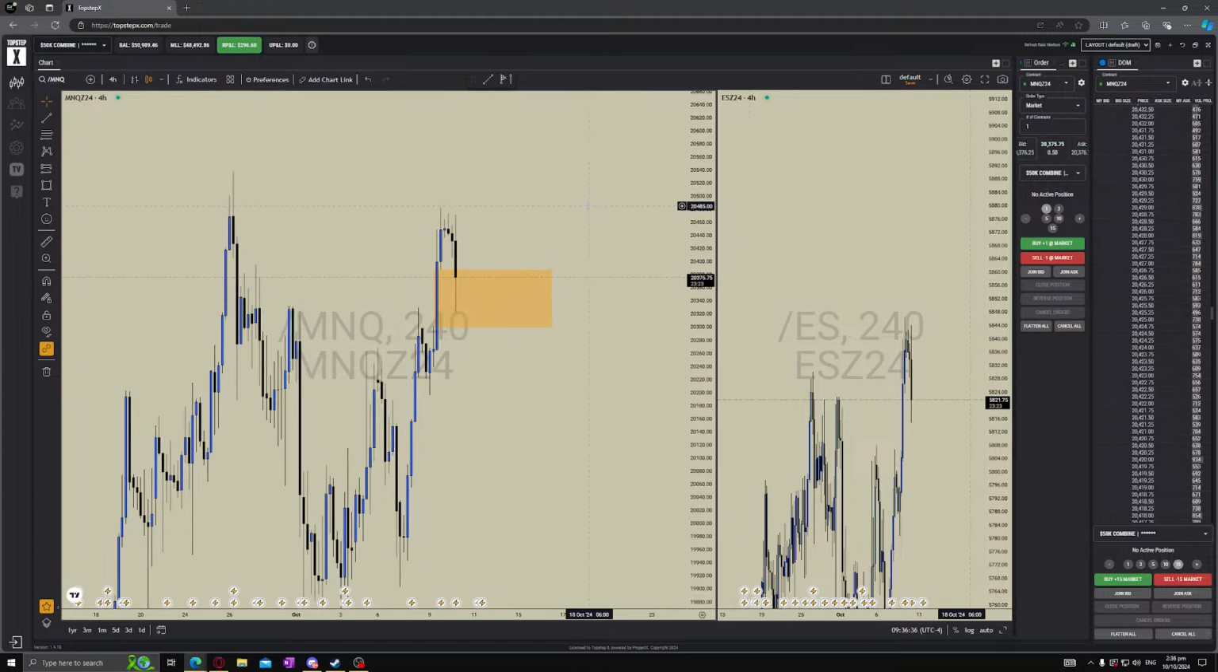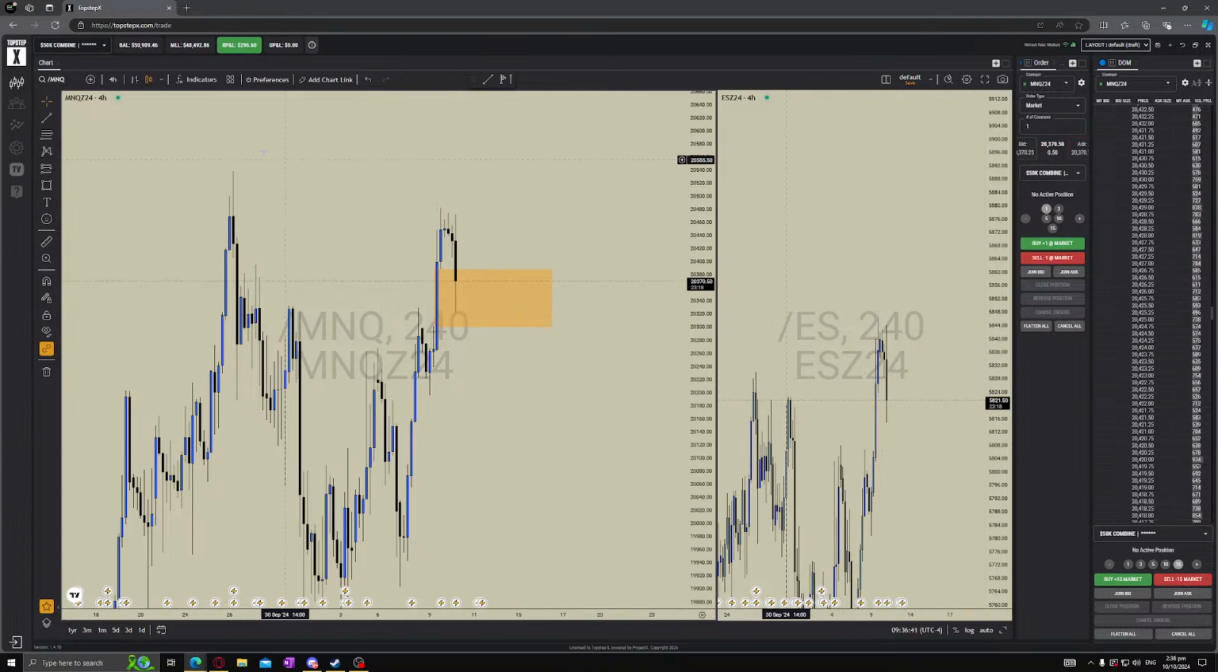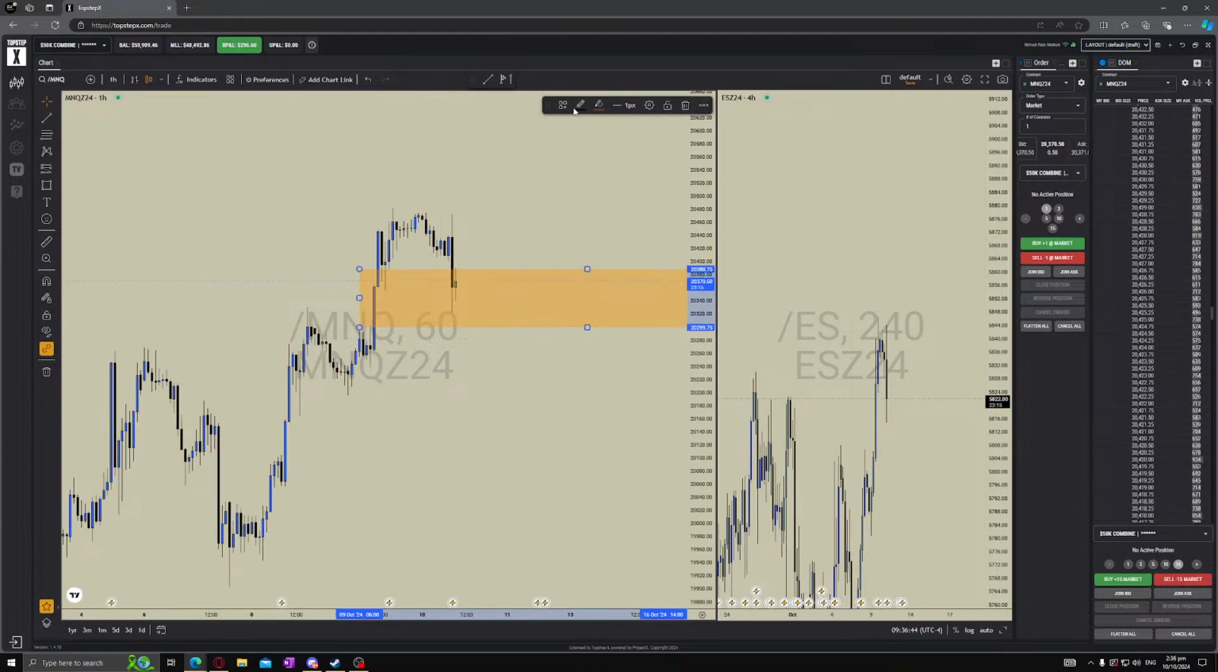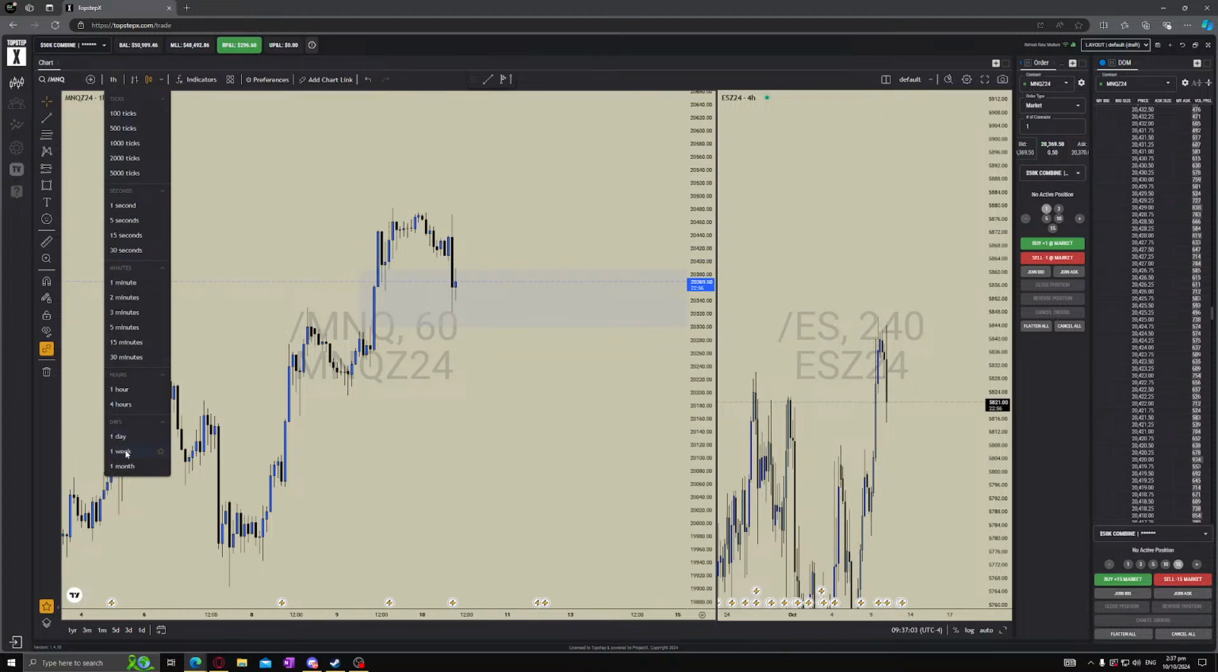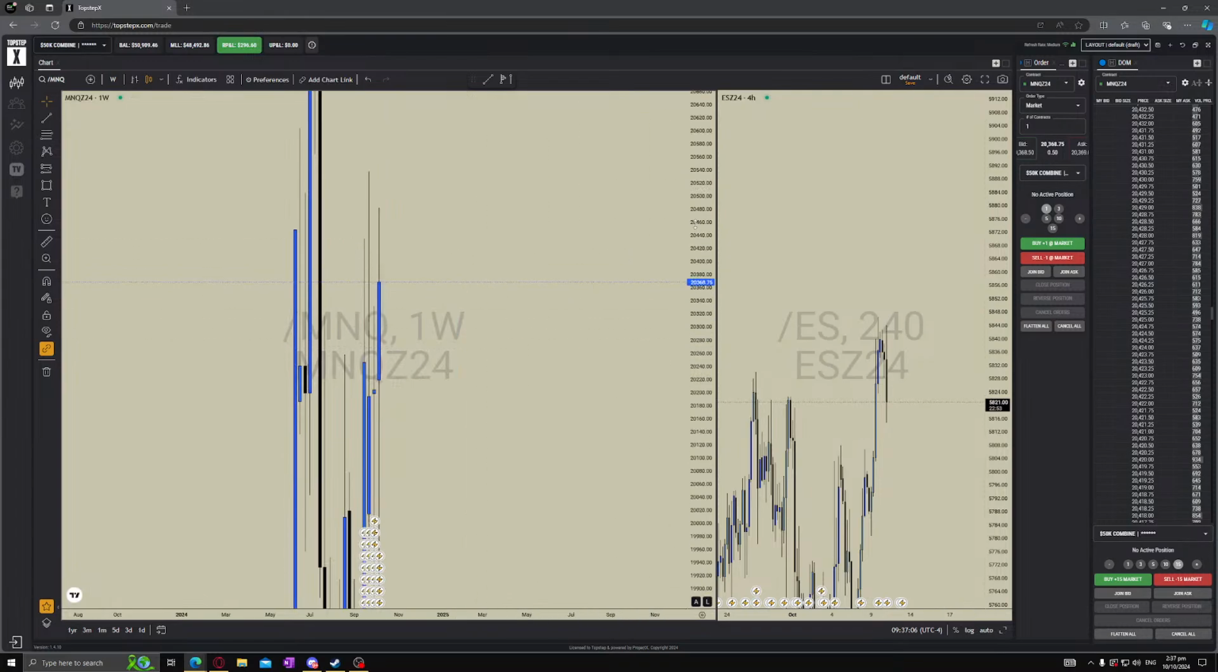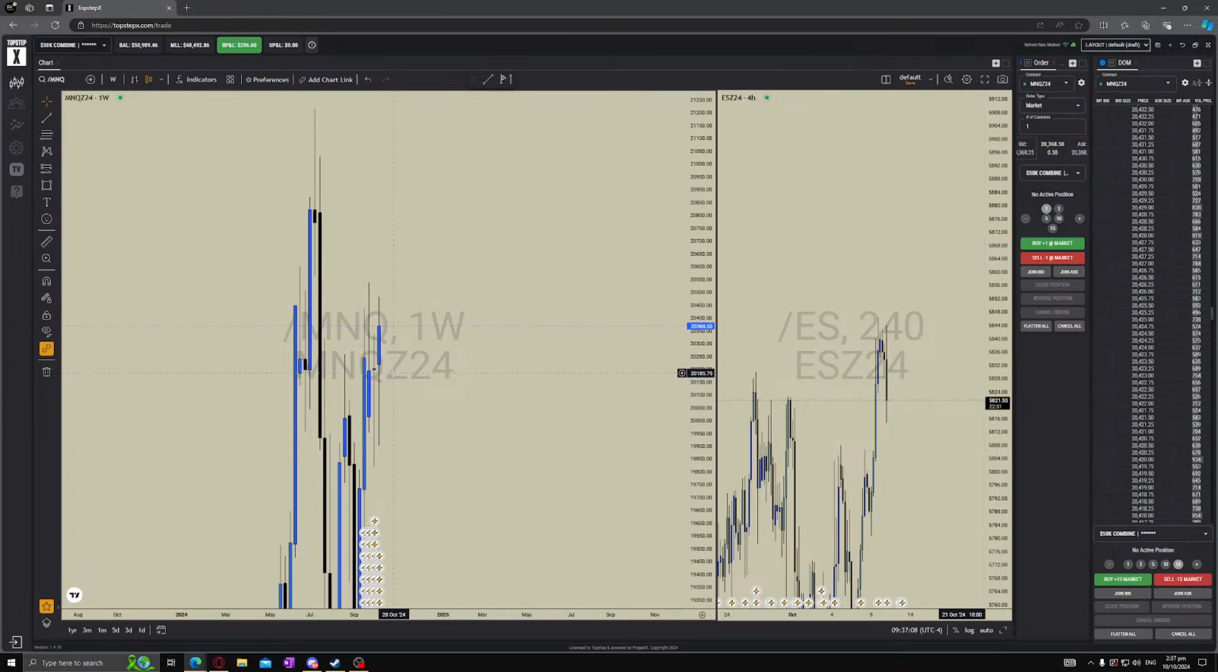I'm kind of just chilling and waiting on the 1 hour, same fair value gap. The idea of going down makes sense just because we already made, could be we took out last week's high. We still haven't taken out this high here actually. We took out last week's high.